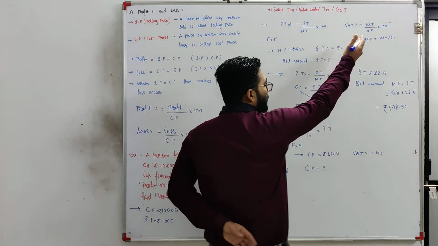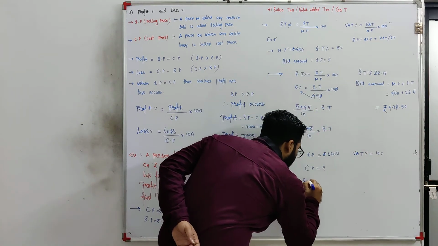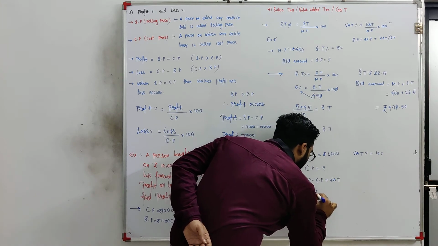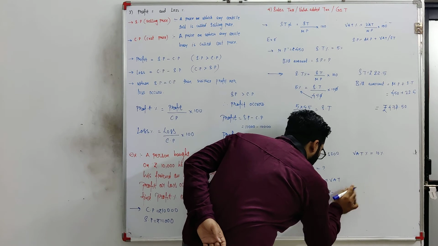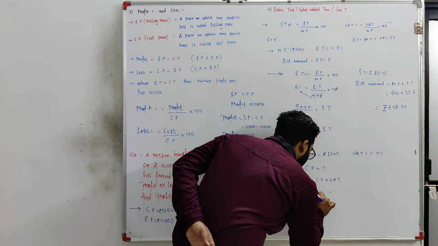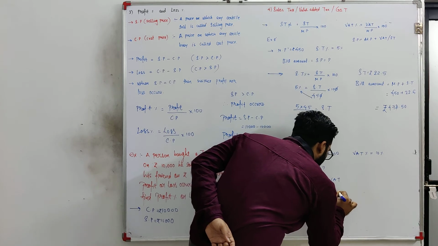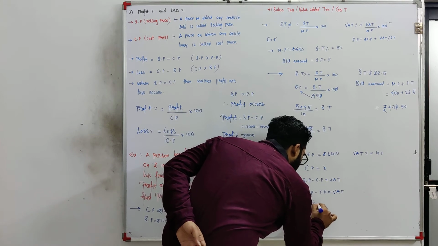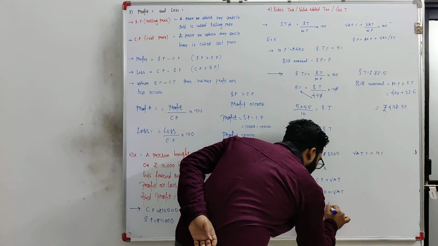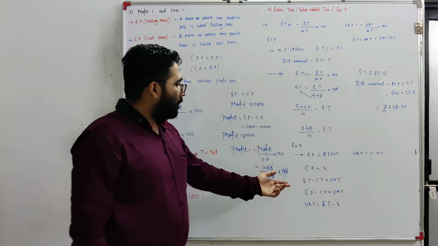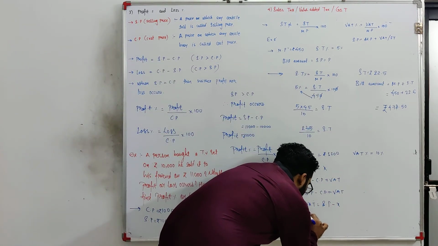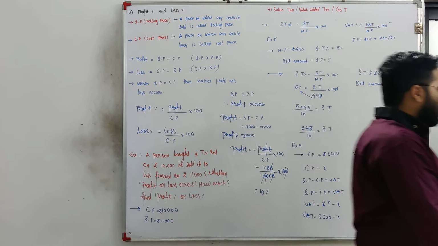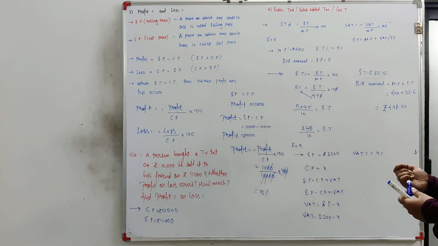So now, as per the formula, what is the selling price? Selling price is equal to cost price plus VAT. So VAT is equal to selling price minus cost price. If I take the cost price as X, then VAT is equal to selling price minus X. Now what is the selling price? It is 3,300. So VAT is equal to 3,300 minus X. Now I want to find the X. So how to find the X?